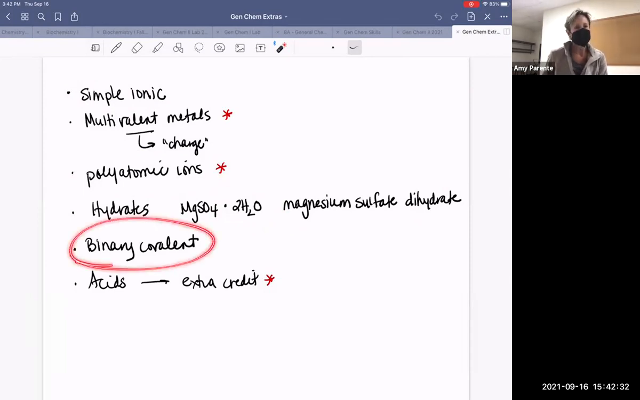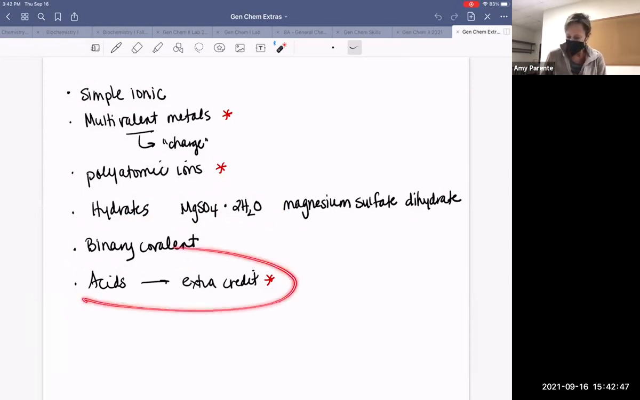And we talk about covalent compounds. We've really only seen binary covalent compounds, meaning there are only 2 elements, but it might be something where you need to use those Greek prefixes again. And then we've got acids here, reminding you that the acids on your quiz are only going to be on the first in-person in-class quiz, and these will be extra credit.